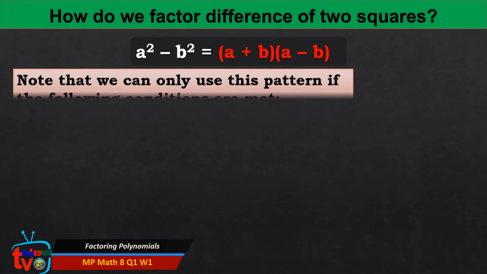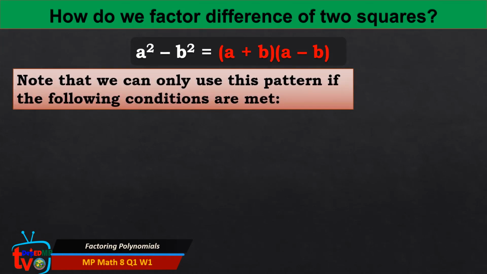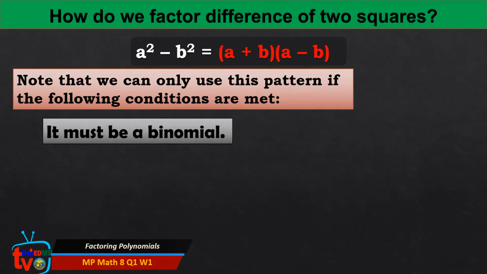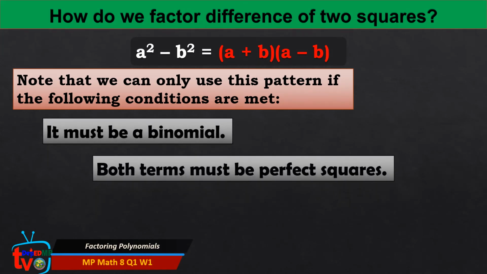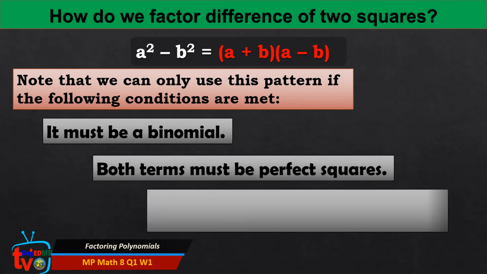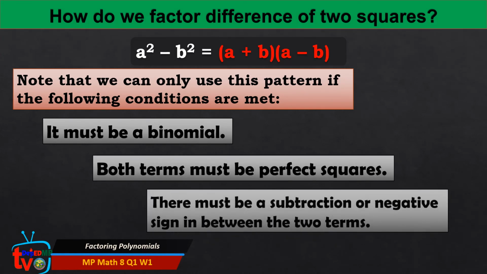Have you observed the pattern in getting the factors of a difference of two squares? If yes, take note that we can only use this pattern if the following conditions are met. First, it must be a binomial. Second, both terms must be perfect squares. Third, there must be a minus sign in between the two terms.